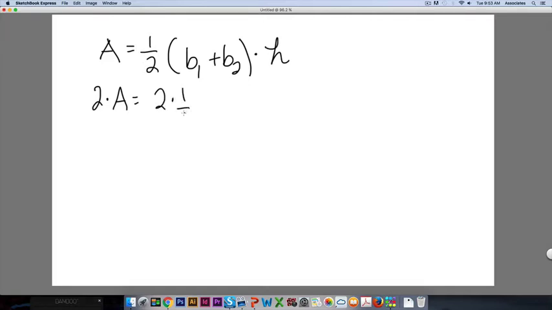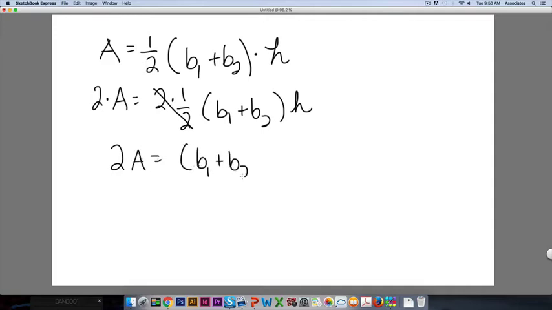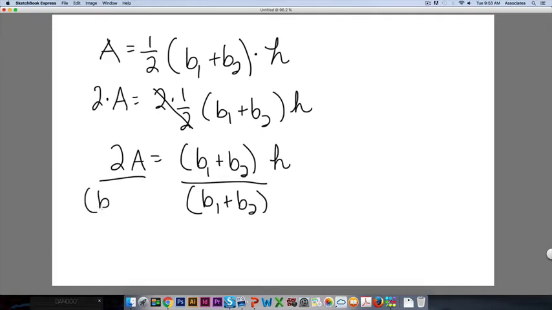2 times 1/2, base 1 plus base 2 times h. Well, 1/2 times 2 is 1, so these cancel. So I get 2 times the area is base 1 plus base 2 times h. I want h to be by itself, so I can just divide both sides by base 1 plus base 2. So these cancel. So the height is equal to twice the area divided by base 1 plus base 2.